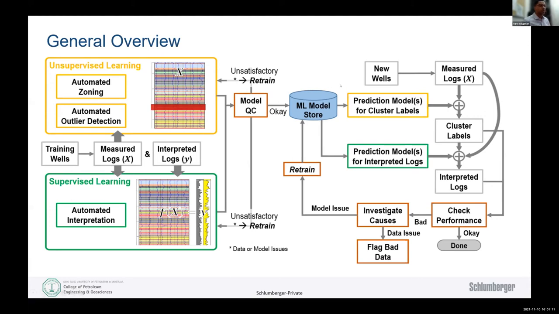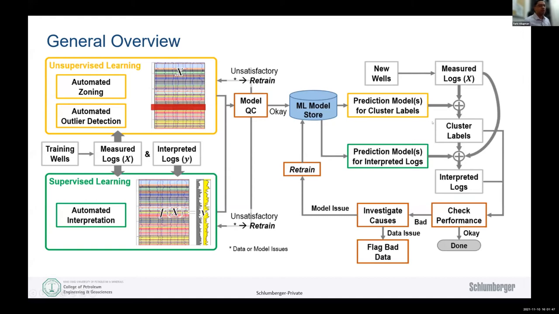Now, when we move to the prediction phase, we are done with the training phase. What can we do? If we move to the prediction phase, the learned models can be extracted from the model store, and then we can apply them on a new well or set of wells that we want to predict on. Let's say that this new well has a new set of measured logs. We can apply the model that we trained, and it will predict cluster labels as well as interpretation.